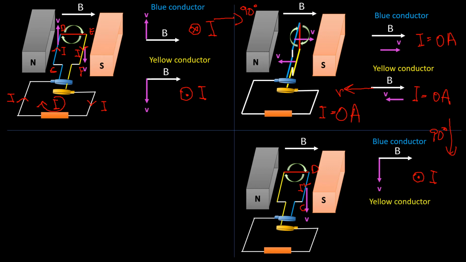Well, for your yellow conductor, because the coil is rotating in a clockwise direction, your yellow conductor will experience an upward motion. So you will have V upwards and B pointing to the right. Compared to the first diagram, we get that the current is flowing into the page. So that means for the yellow conductor, we have I flowing from point F to point E.